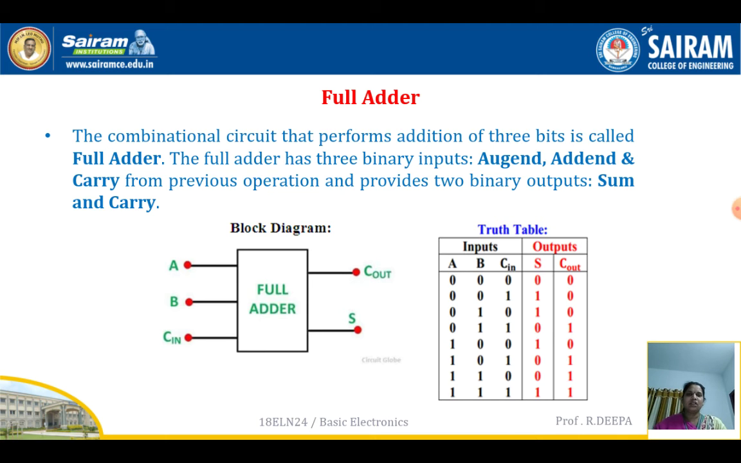We'll write all the combinations of A, B and C, and we'll find out the sum and carry out. The first combination is 0, 0, 0: 0 plus 0 plus 0, sum is 0, carry is also 0. Second combination, 0 plus 0 plus 1, sum is 1 and carry is 0. Similarly, we'll add all the 3 bits to get the sum and carry.